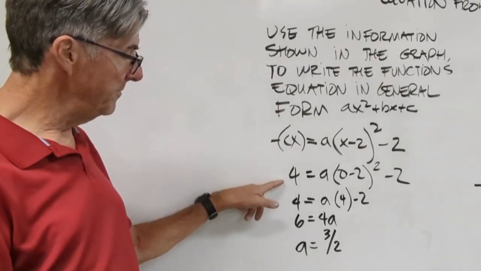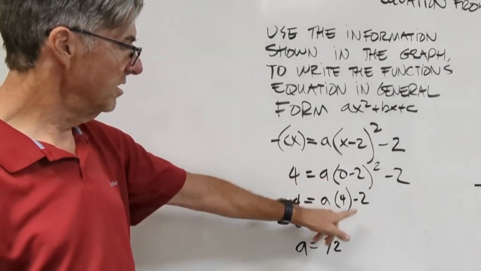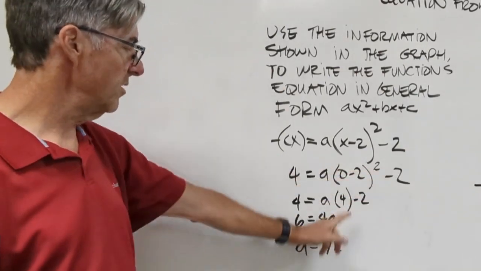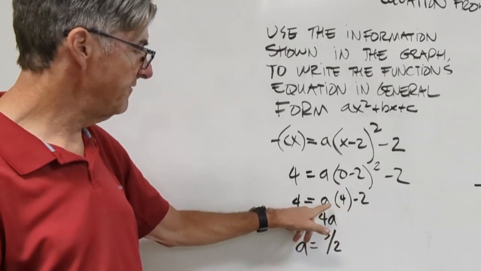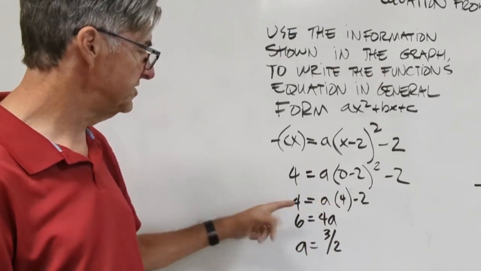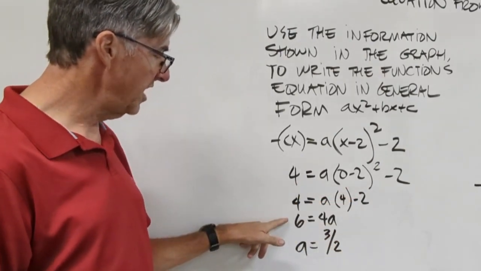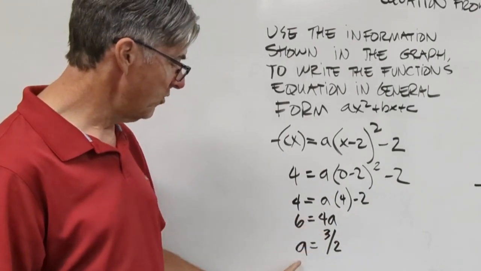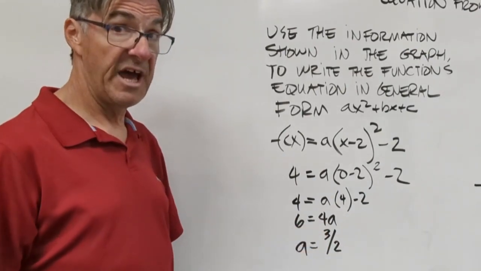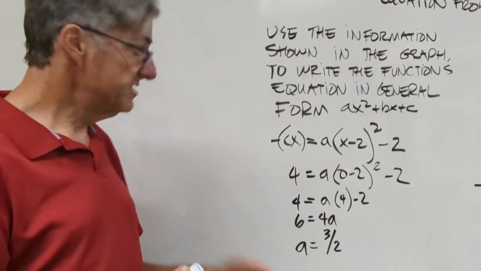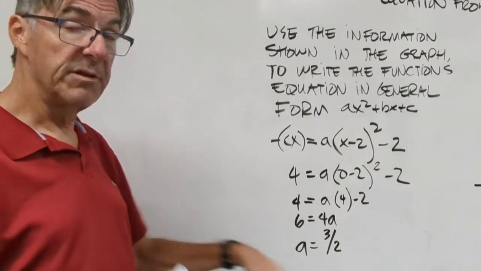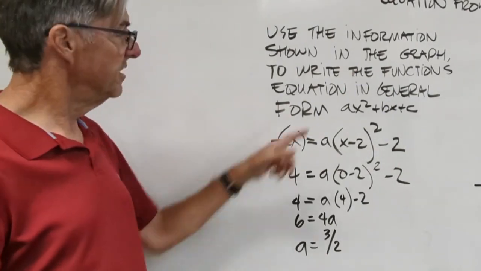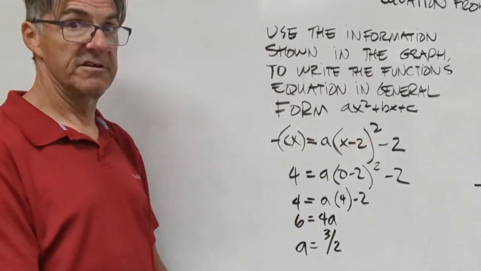All right, so when I manipulate that through, my 0 gives me just a -2 squared there, which becomes 4. So now I have a times 4 minus 2 is 4. Add 2 to both sides. Finally divide through by 4, and I get my a is 3/2. So now take what you've learned here, plug back in, and get the general form equation for that graph.